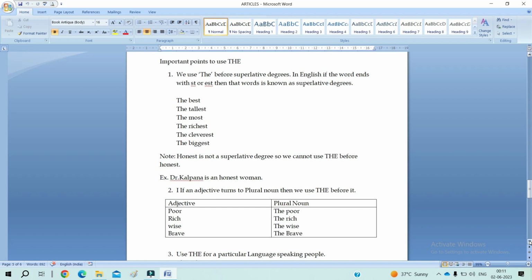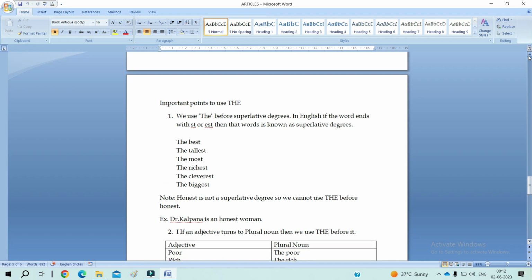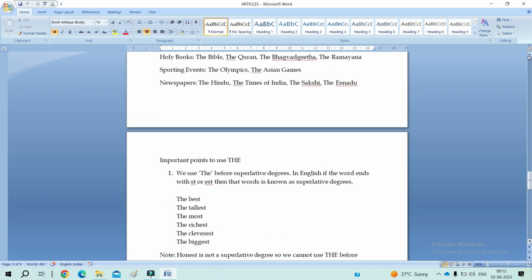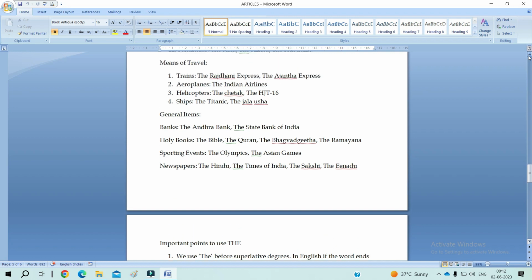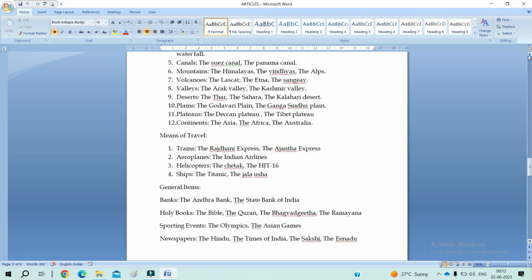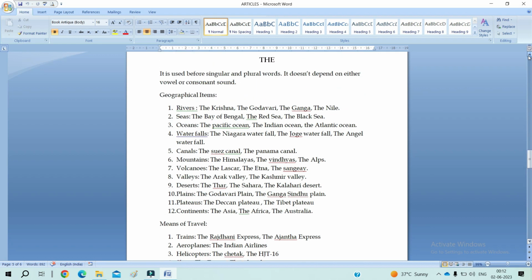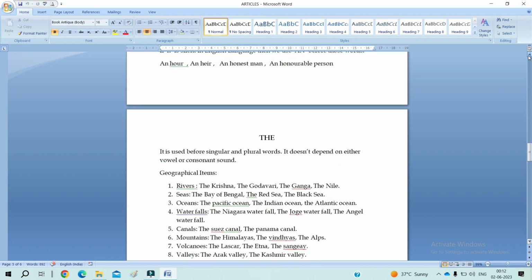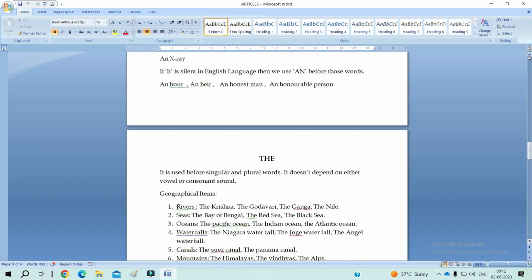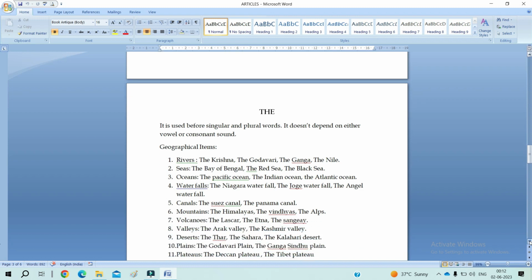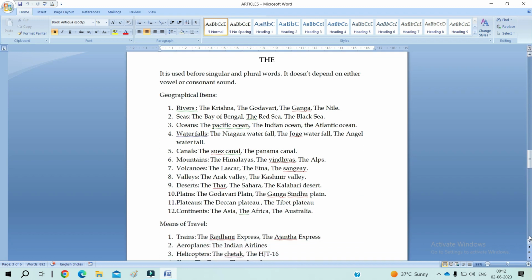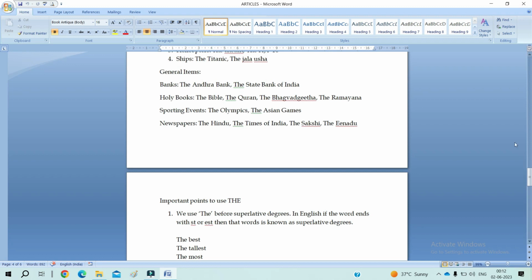Dr. Kalpana is an honest woman. Previously we said "honest". Here the H is silent, right? So before "honest man" we use "an". So it is not "the" before it.